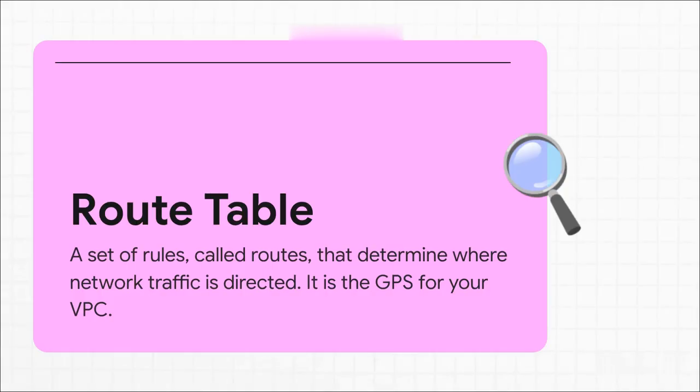The best way to think about it is as the GPS or the internal road signs for your entire fortress. Every single subnet gets a route table that basically says, hey, if traffic is trying to get to the internet, send it over to the internet gateway. If it's going to another part of our fortress, send it over here. It gives you incredibly precise control over the flow of traffic.